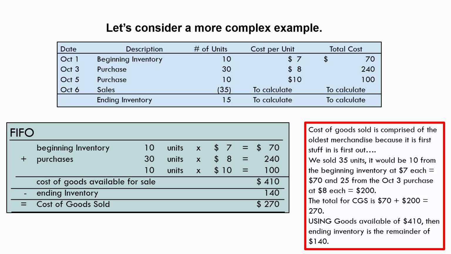Now this says cost of goods available for sale. We've been calling this goods available for sale, so I realize this is a little confusing terminology. This is just goods available for sale. This is the FIFO approach. So under FIFO, we figured out this number was 140 and this number is 270.